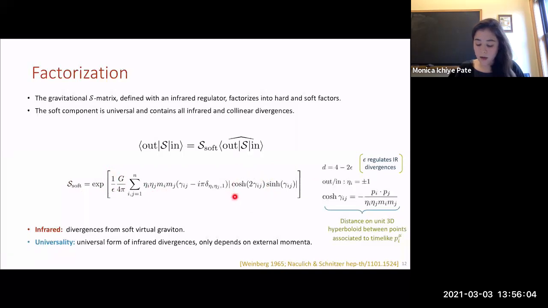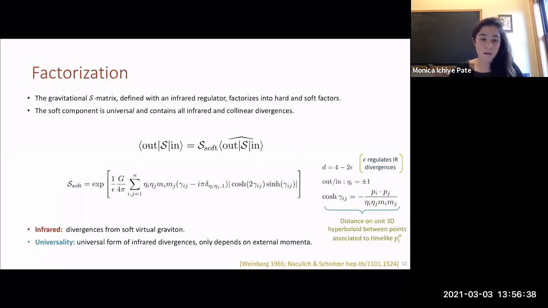And then the non-trivial dependence on the momentum can actually be entirely rewritten in terms of this parameter gamma, which is constructed from the inner product of two momenta. You can think of it as the distance on the unit three-dimensional hyperboloid between points that are associated to massive or time-like momenta. So in particular, if p_i is equal to p_j, then gamma goes to 0.